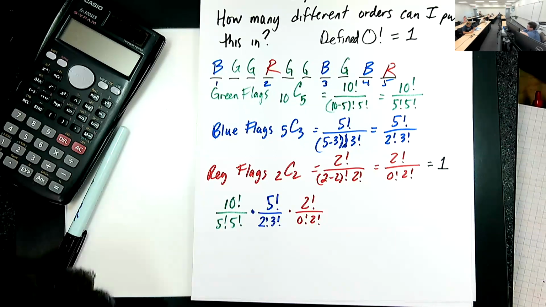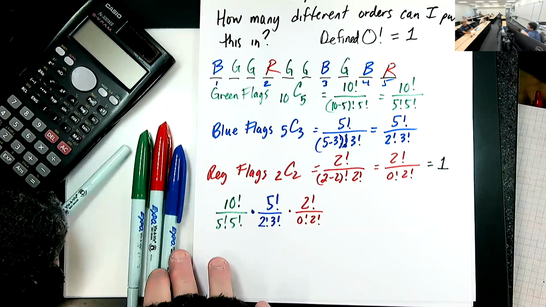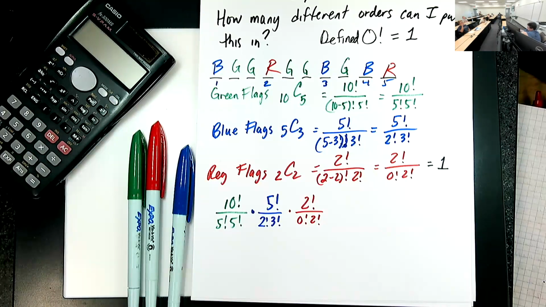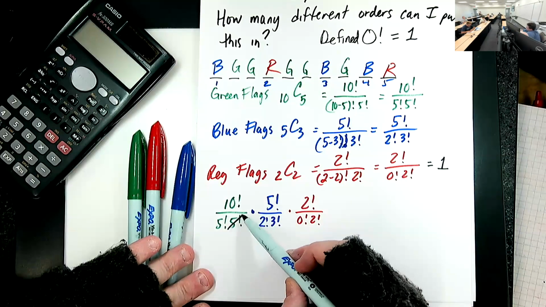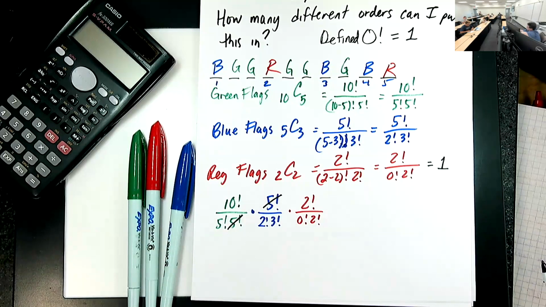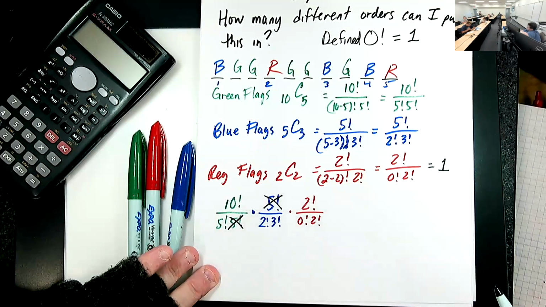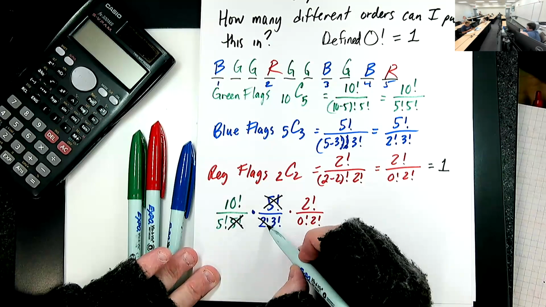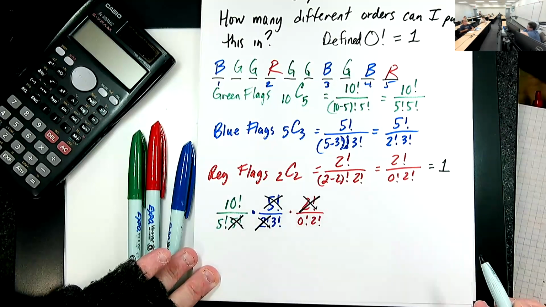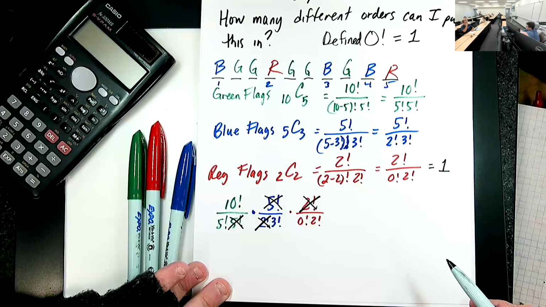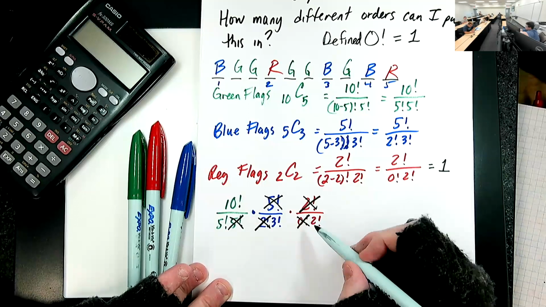Let's start crossing stuff off and see what remains. I can cross off this 5 factorial and that 5 factorial, right? So we'll cross those two off. And I got a 2 factorial here and a 2 factorial there. I can cross those off. And 0 factorial is just 1.